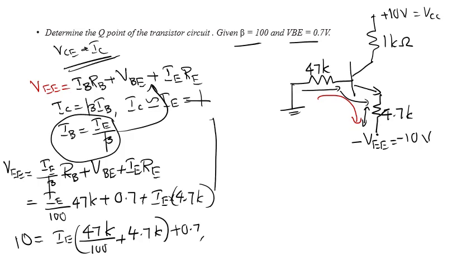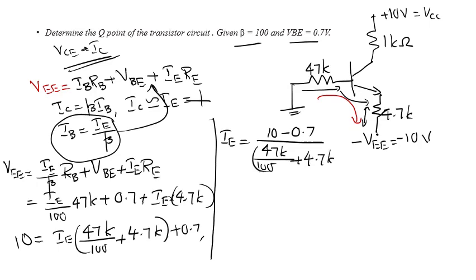So you can calculate IE is equal to 10 minus 0.7 divided by 47K by 100 plus 4.7K. So this is equal to 9.3 divided by 5.17K. We will calculate this, and this value is equal to 1.8 milliampere.